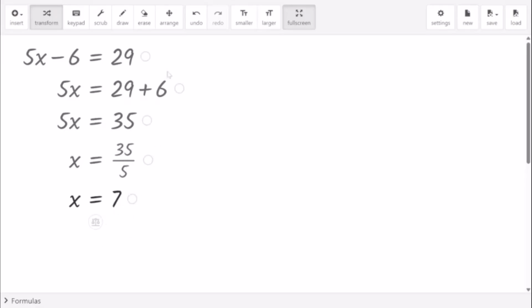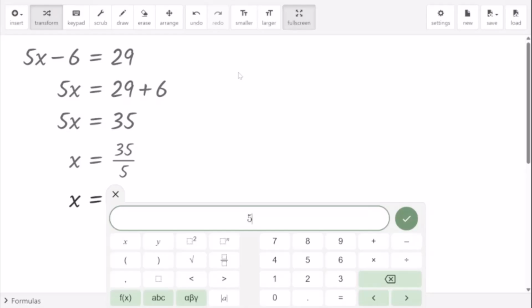So this is how you simplify in Graphable Mathematics. By the time you practice more of this, you will understand it better. If you want to check whether this answer is correct, just click on empty space and input the question again: 5x minus 6 equals 29.